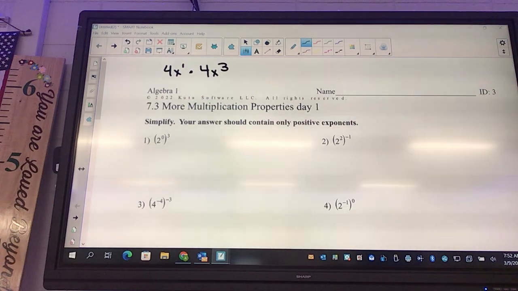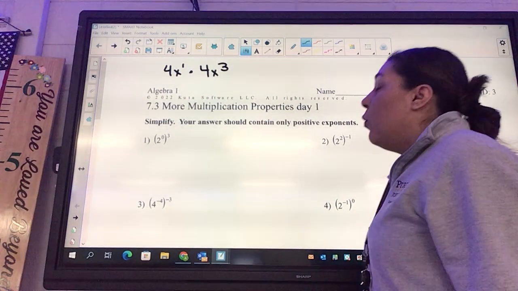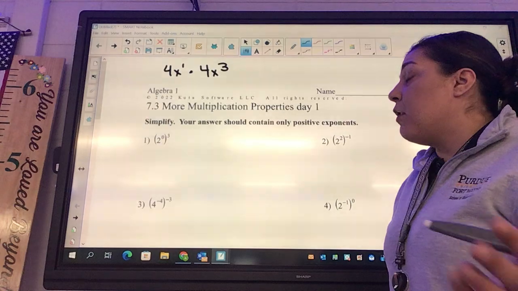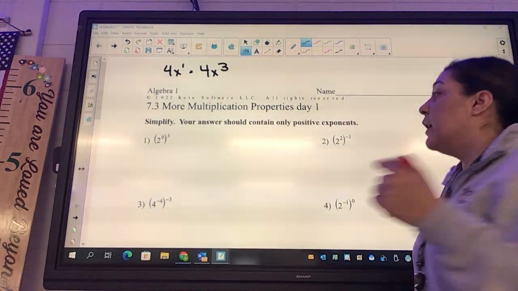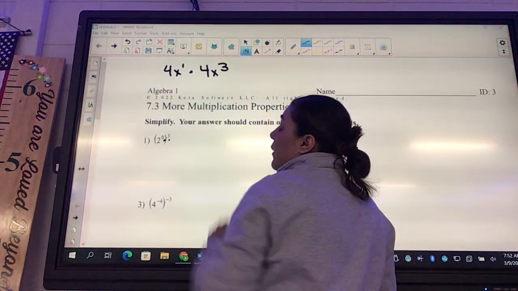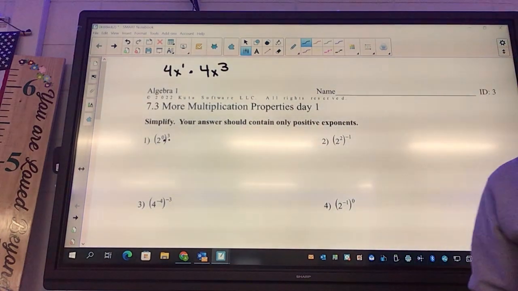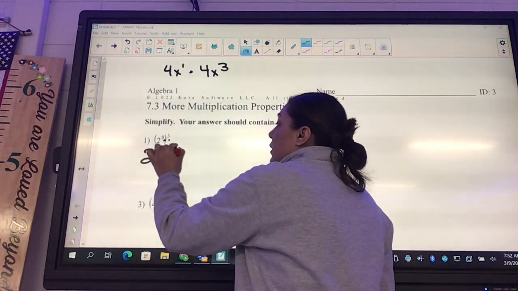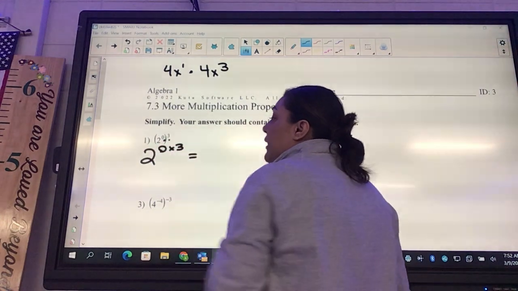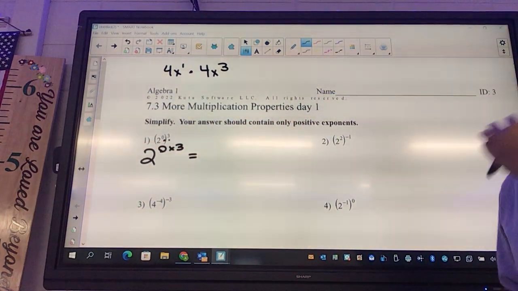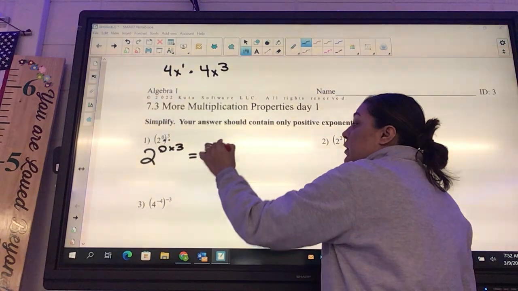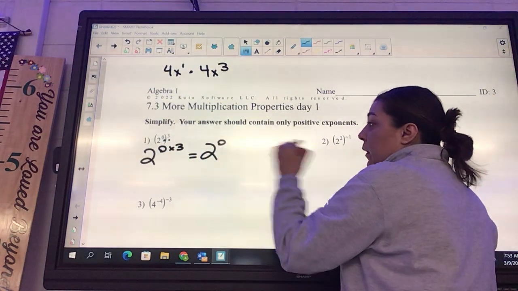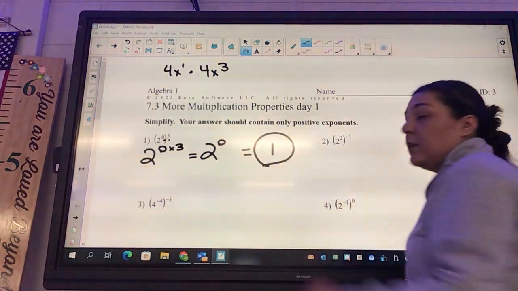For the ones with just numbers, the rule is a power raised to a power: you multiply the two exponents. So it's really going to be 2 to the 0 times 3. What is 0 times 3? 0. So you're really going to get 2 to the 0, which is what? 1. So our answer is just going to be 1.